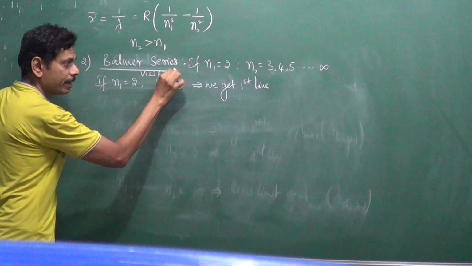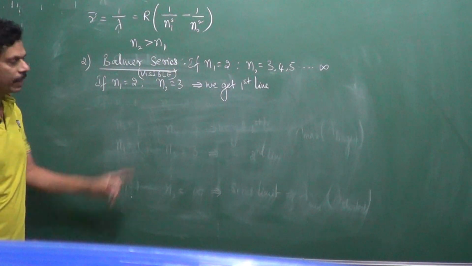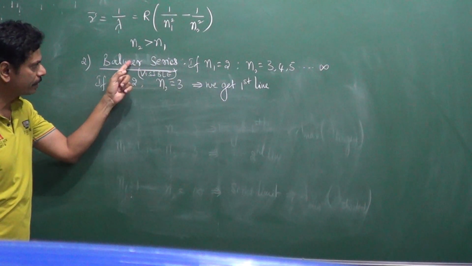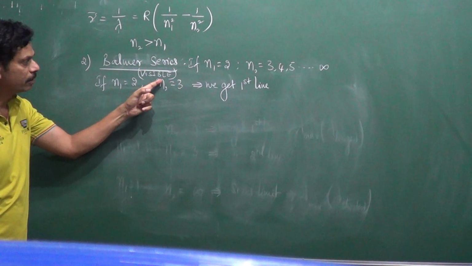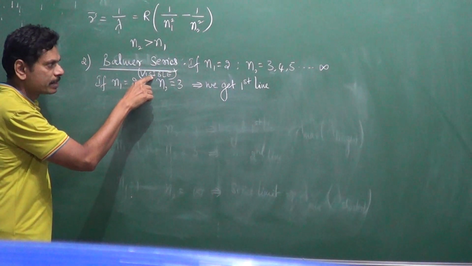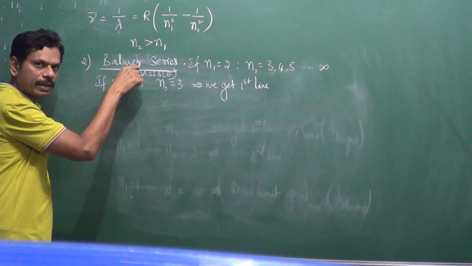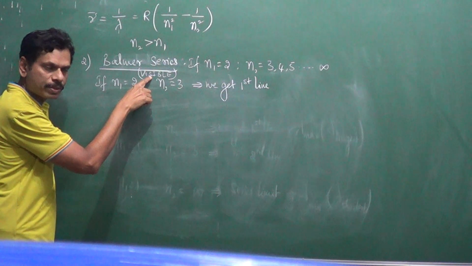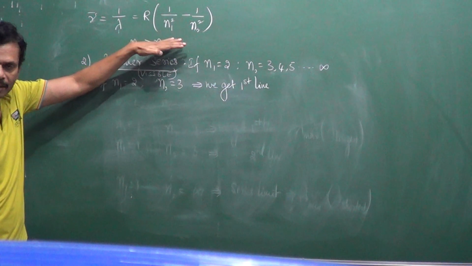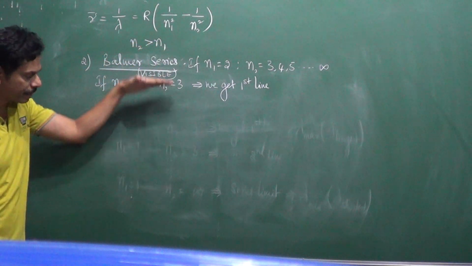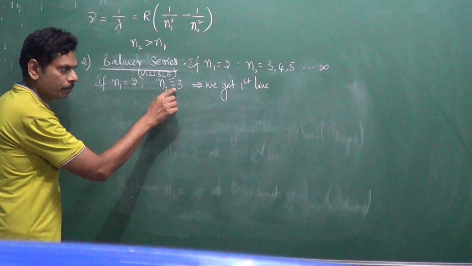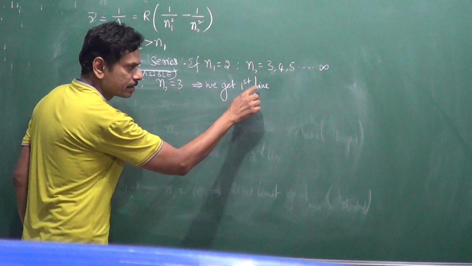A very, very important concept. We can see the spectral lines of hydrogen with our naked eye, without the help of any other equipment. Because it comes under the visible region, and our eye is sensitive only to the visible region, we cannot see other electromagnetic radiations. Ultraviolet we cannot see, infrared we cannot see; in between, visible comes, and we can see that. So n1 is equal to 2, n2 is equal to 3, we get the first line.